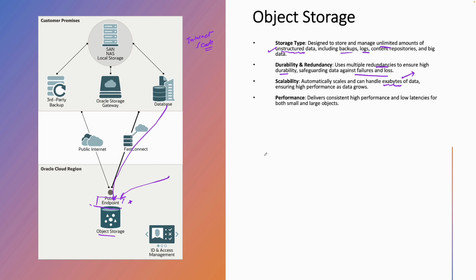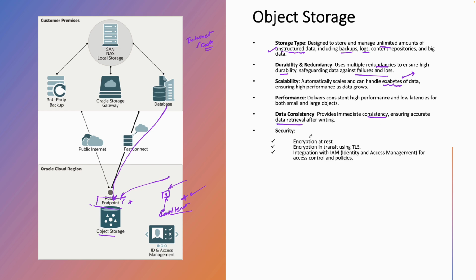And the good thing is, as I said, it automatically scales, and when it scales, it's not only in terms of data, but in terms of performance as well, right? And the data remains consistent, right? So the reads and writes are consistent. The main thing is that it provides immediate consistency, ensuring accurate data retrieval after writing. So if you have written something to the storage and then you read, you will always get a consistent image of data. That is what you will get for sure, right? It provides immediate consistency, ensuring accurate data retrieval after writing.